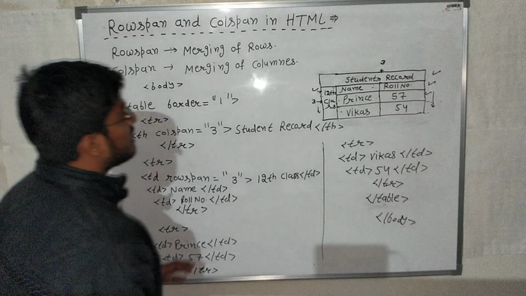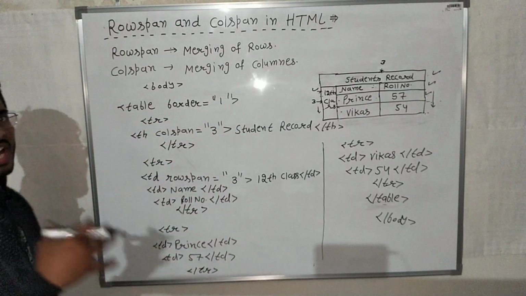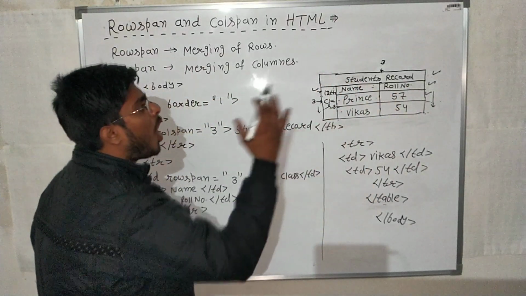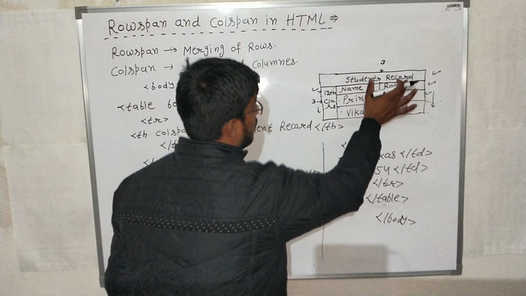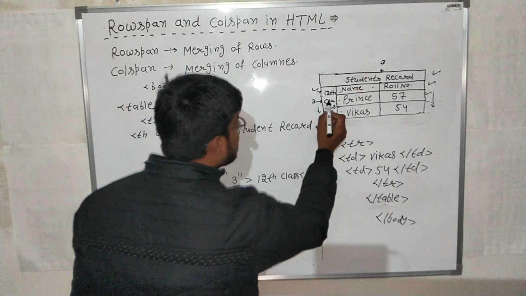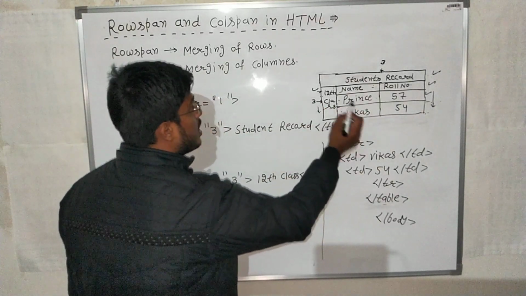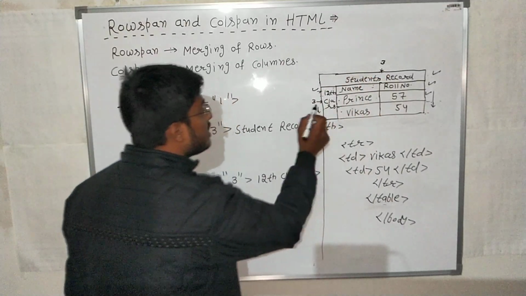So this is about the table, how you can make the table. Now I'm going to give you a quick review of what I did here. You can see this is the student record, and it is made up of how many columns? 1, 2, 3. It is the merging of the 3 columns, so we give colspan equals 3. And this is the 12th class. It is the merging of 3 rows, 1, 2, 3, so we give rowspan equals 3. So 3 colspan and 3 rowspan.